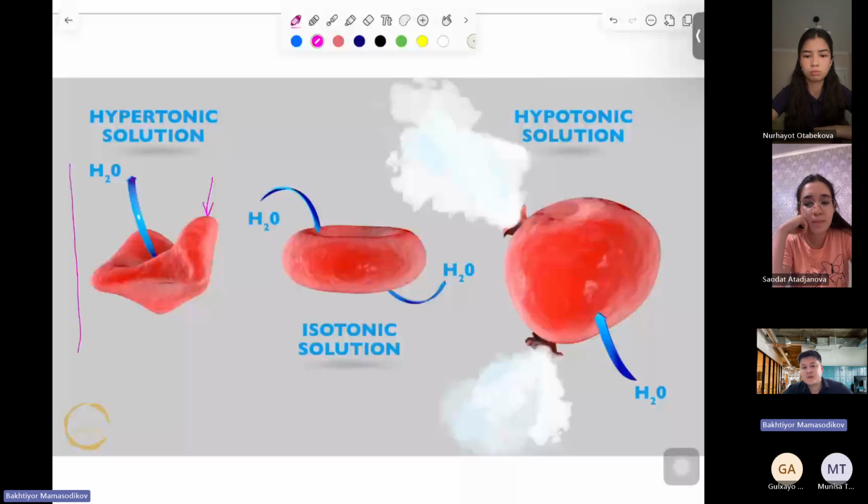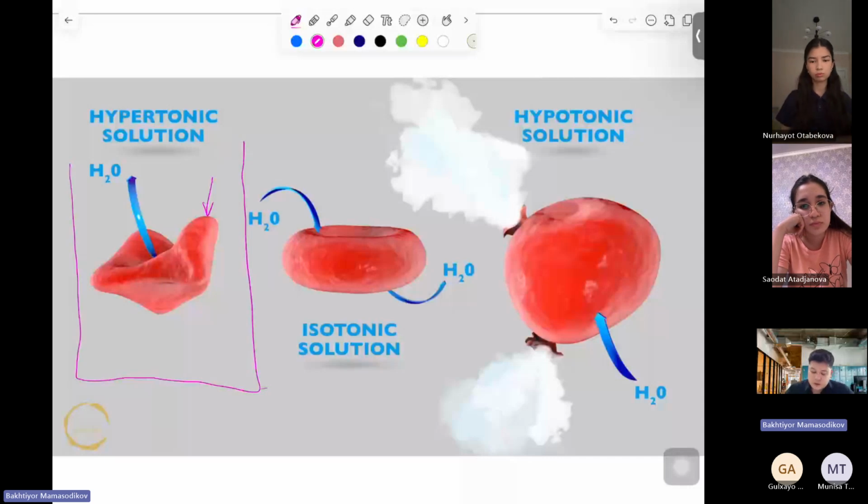Let's take a glass of water. This is a glass of water. This is also a glass of water, and this is also a glass of water. Let's imagine they are glasses of water. So in this glass we have water, and we have the water molecules here. What's going to happen in the hypertonic solution?